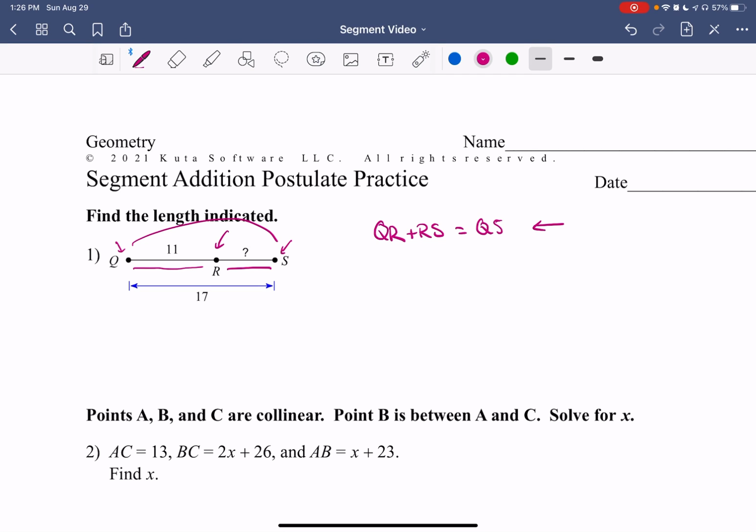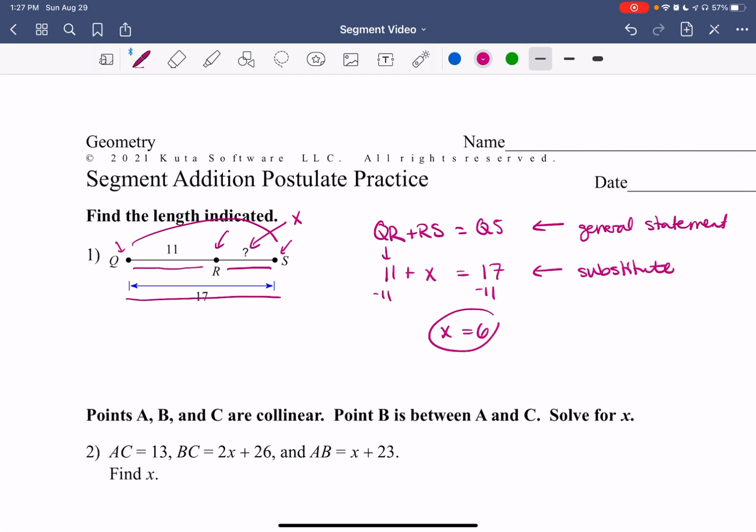And then let's substitute. I don't know what RS is going to be yet, so I'm going to give it a variable. Let's call it X. So QR, let's see, that's 11 plus whatever RS is. QS, we're told, is 17. That's what this number down here means. And now I have an equation I can solve. So I have started with my general statement, I've gone on to substitute, and now I'm going to solve. I'll subtract 11 from both sides to get that X is equal to 6. And that's the length I was looking for.